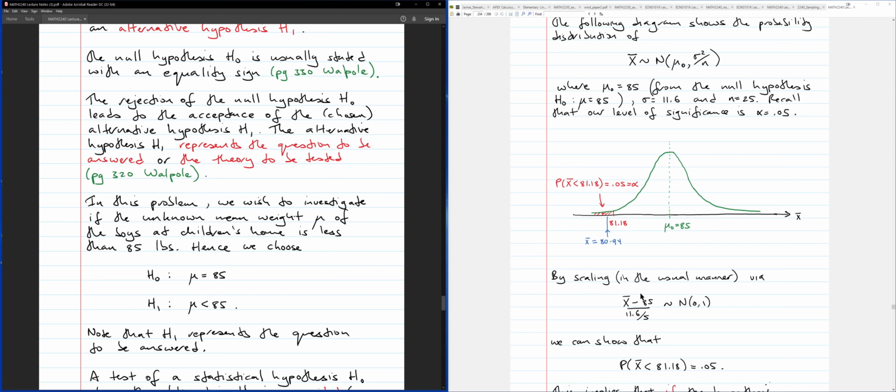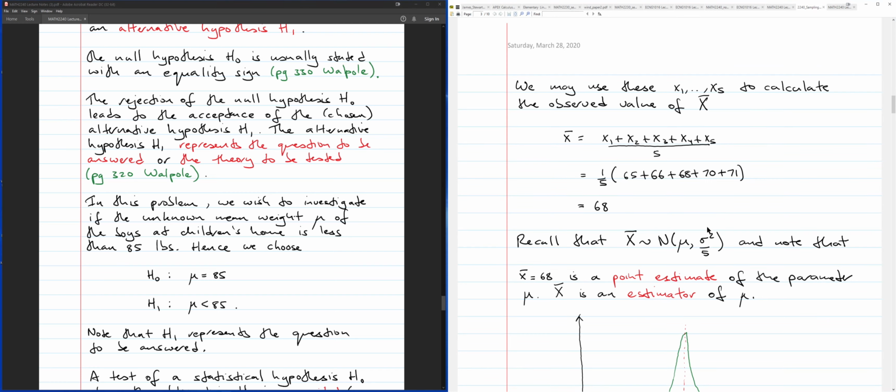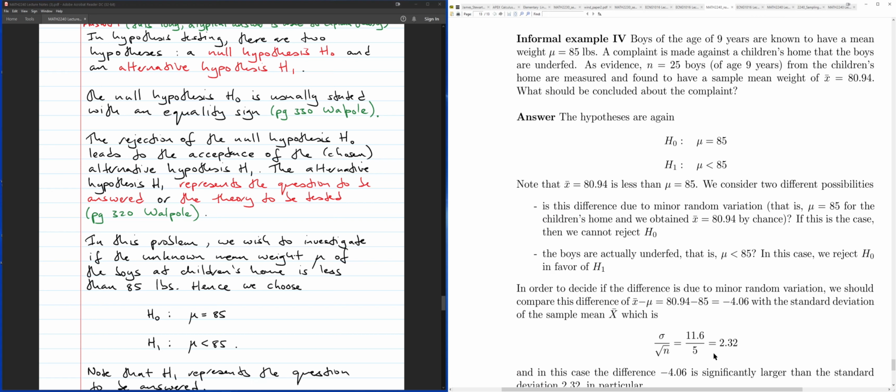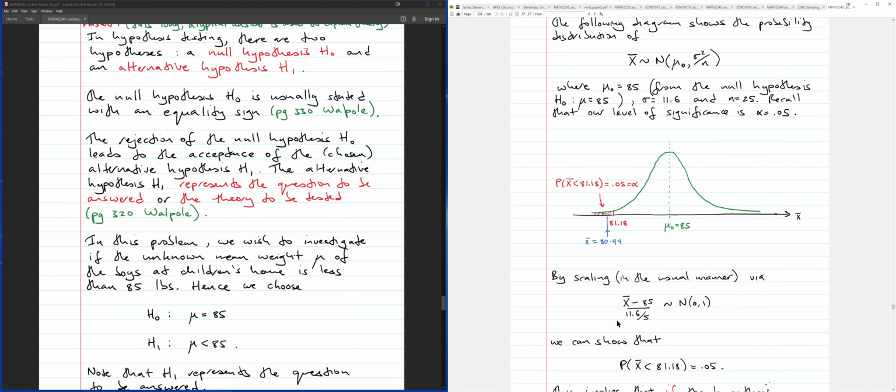So X bar is normally distributed with mean 85 and standard deviation 11.615, and we worked that out previously. 11.6 on 5 is 2.32. Anyway, this 11.6 on 5 is 2.32, and we have the probability distribution for the X bar.